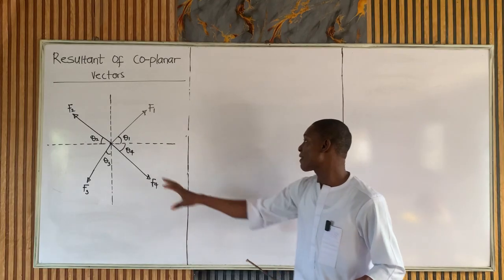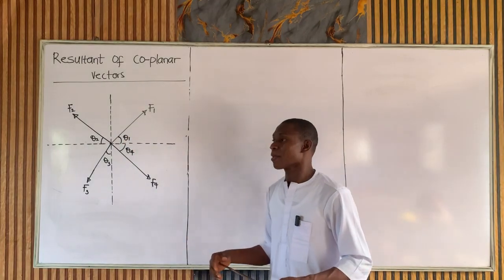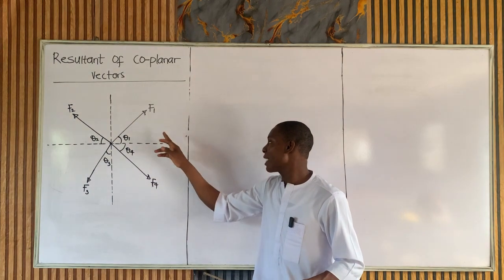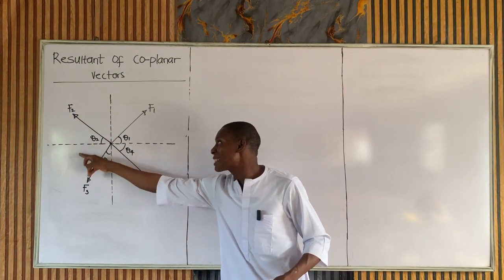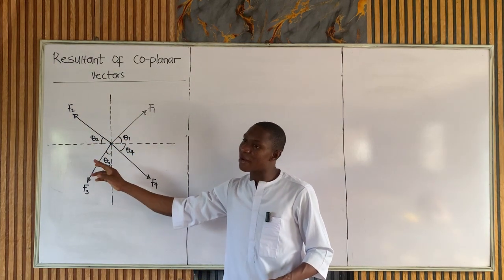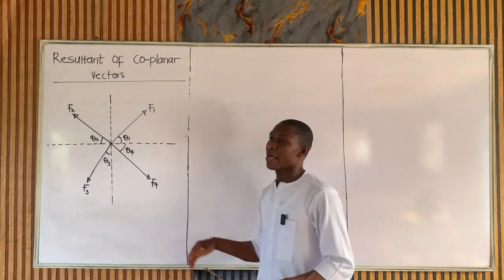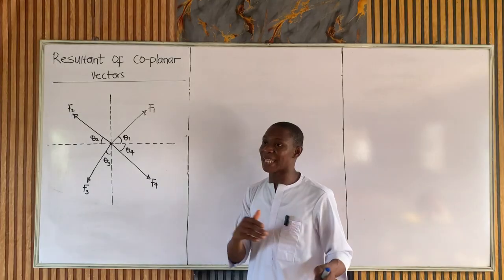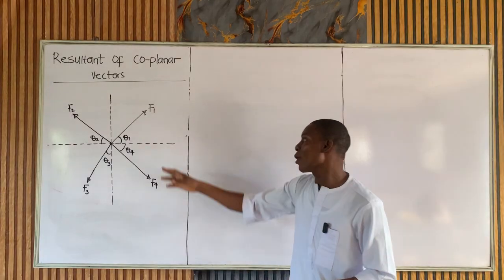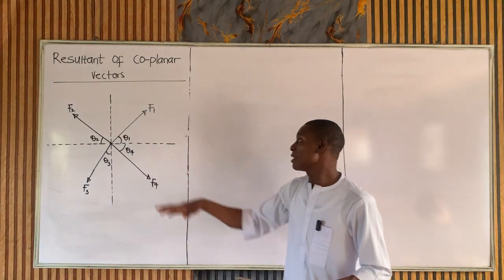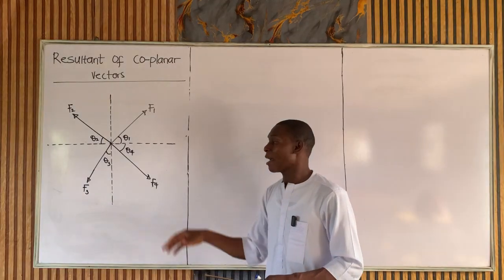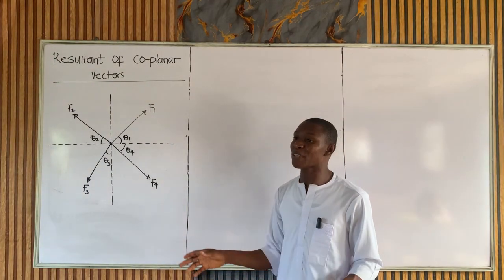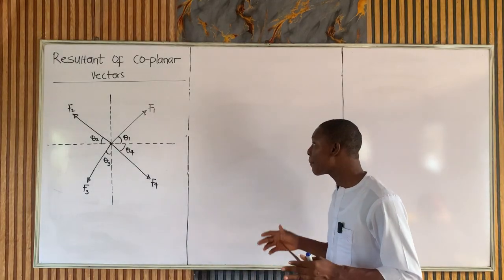And that's because these vectors are coplanar. Coplanar in the sense that they lie between the same axes. This vector F1 lies between the x and y axis, F2 lies between the x and y axis, F3 lies between the x and y axis. The same with F4. Because they lie between x and y, no one lies between x and z or y and z. Though you can't see z here because this is just a 2-dimensional question, x and y. We're not going to 3 dimensions, but coplanar vectors means vectors that lie in the same plane.